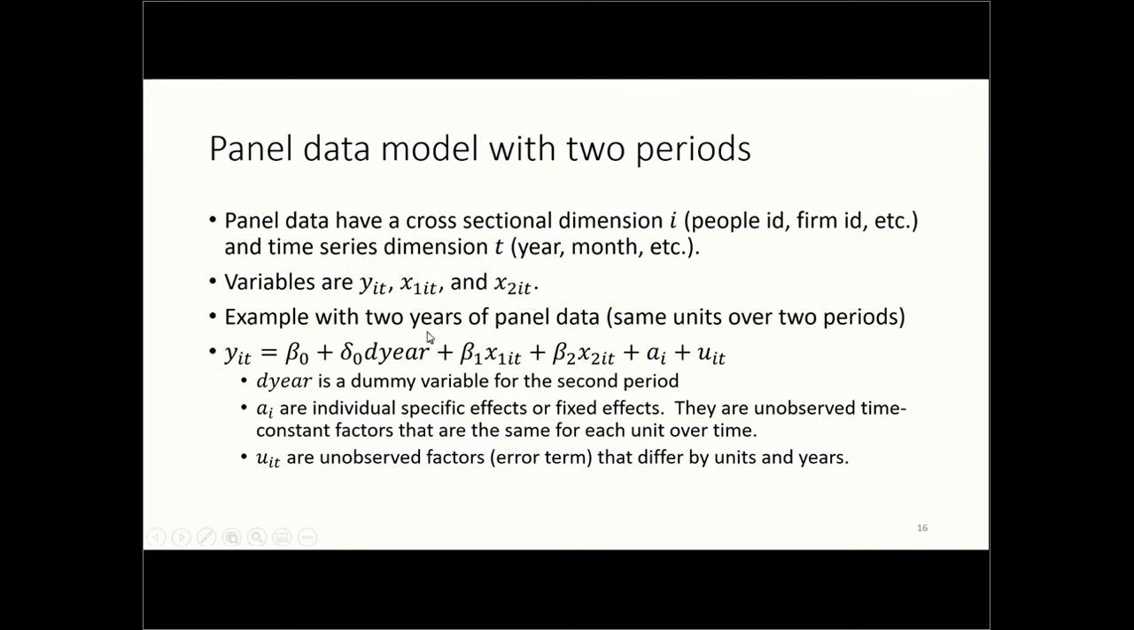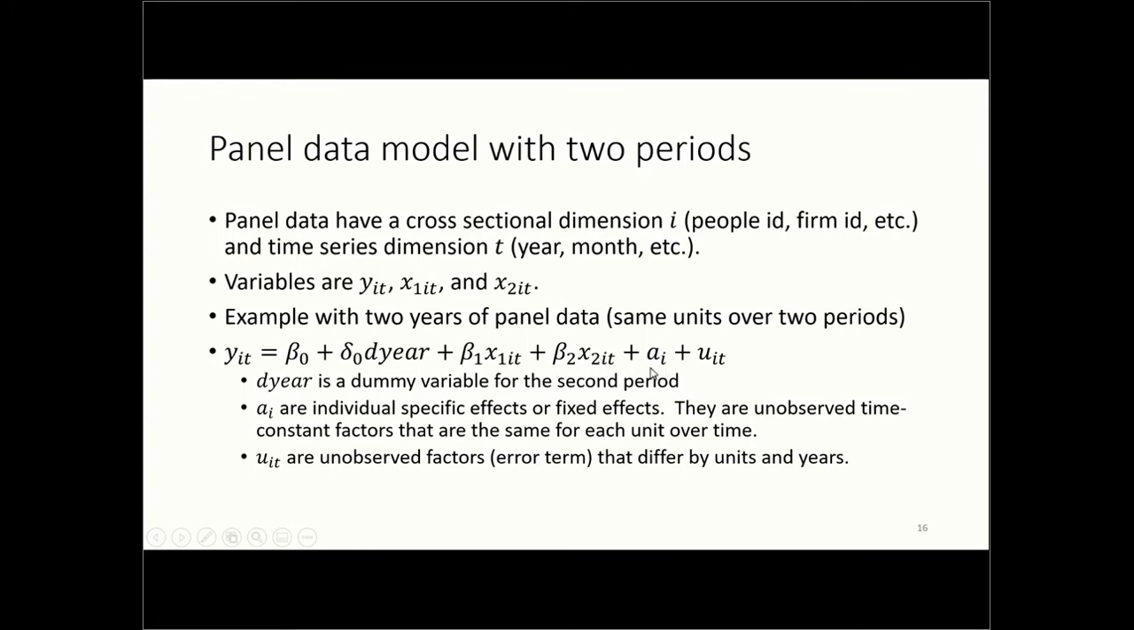So here we have an example with 2 years of panel data, with the same units over 2 periods. Let's consider this being the model. Here we would have y_it equals beta 0. Here we would have a dummy variable for the year, so this would be a dummy variable for the second period. The first period would have a dummy of 0, and the second period would have a dummy of 1. And these would be the independent variables.